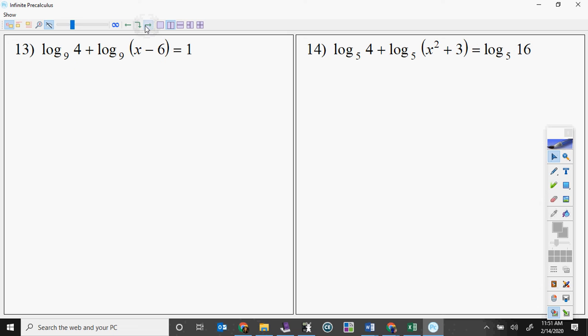Alright, go ahead and try number 13 and 14 on your own. Go ahead and pause the video and I'll show the answer. Alright, the answer to 13 is 33 over 4. And number 14 ended up being a quadratic, so you should have gotten both positive and negative 1. So you should have done a square root. When we do a square root, we put the plus or minus. Alright, we'll do one like this. We didn't do one that was subtraction.